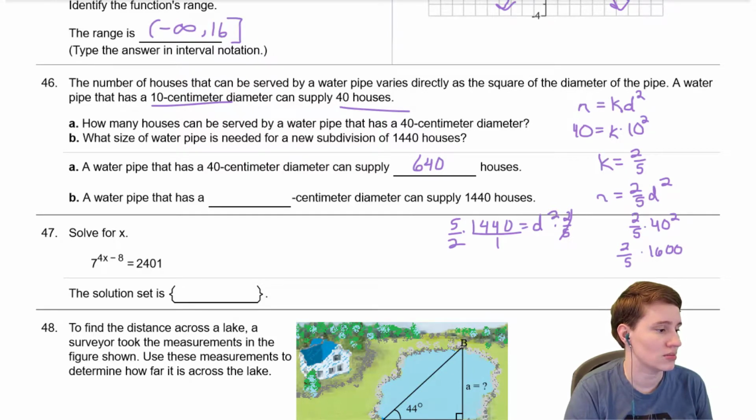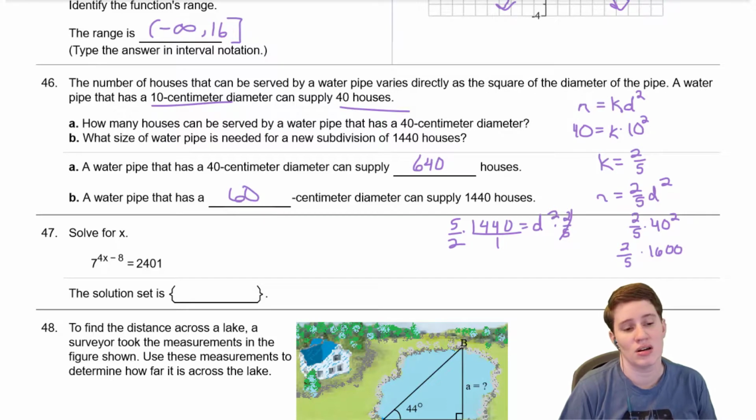1440 times 5 divided by 2 equals 3600, the square root of which is 60. So it would take a 60 centimeter diameter so that we could supply all those houses.